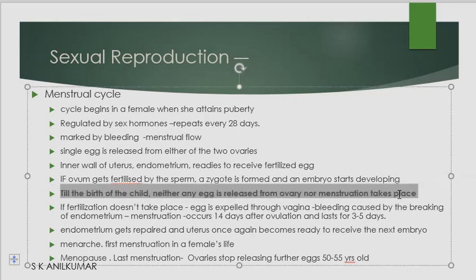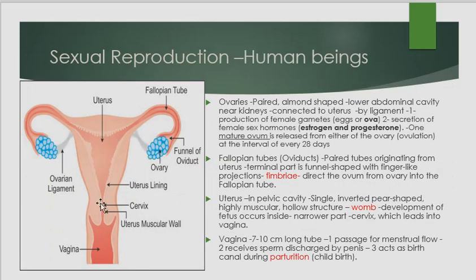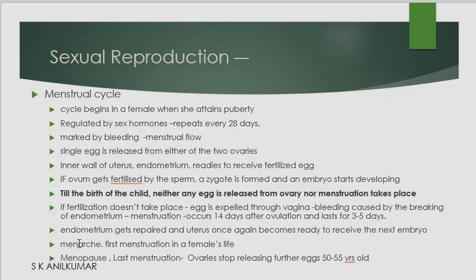If fertilization does not take place, the egg is expelled through the vagina. Bleeding is caused by the breaking of the endometrium, the inner wall. Menarche is the first menstruation. Menopause is almost the last menstruation. At around 50 to 55 years of age, the ovaries stop releasing further eggs.